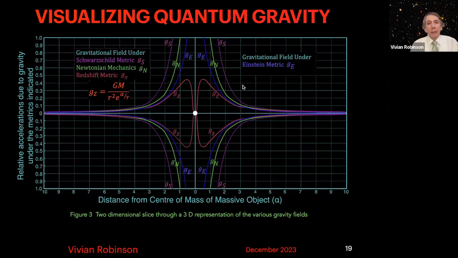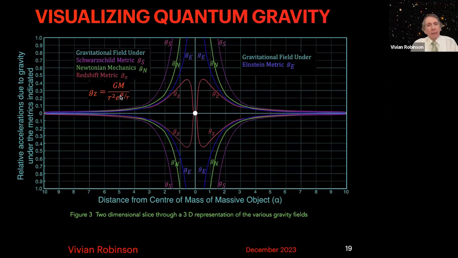In turn, this set was then rotated around the zero gravity to get these here. These represent a 2-dimensional slice through a 3-dimensional representation of all of the gravity fields. I said Newton's gravity will go to infinity at r equals 0. Einstein's gravity will do the same. But what is interesting is this redshift gravity.